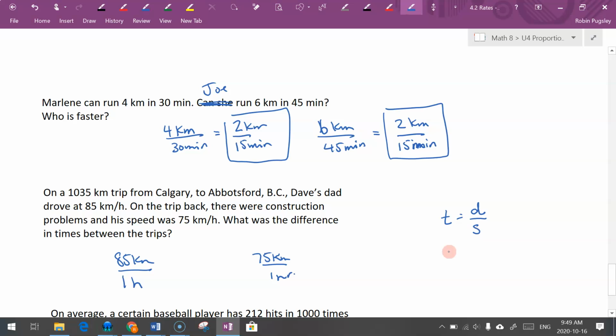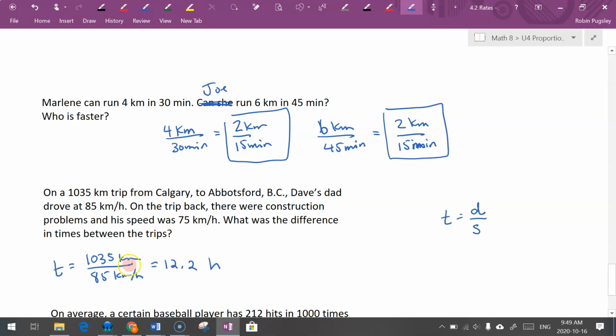So if we take the distance they're traveling and we divide by the speed, so maybe I shouldn't have written it like that. So for the trip going out, we know that we are going 1,035 kilometers at 85 kilometers per hour. If we want to find our time going at this speed, then we can just divide. 1,035 divided by 85 is approximately 12.2 hours, right? 12.2 hours.